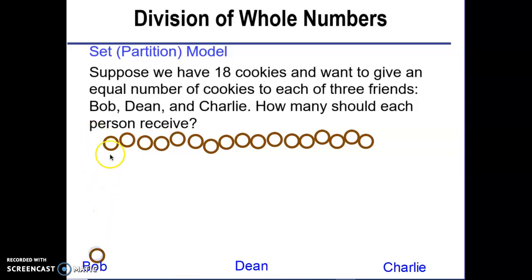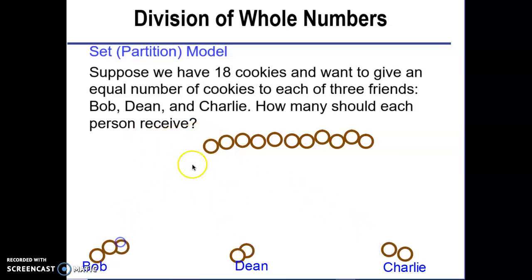So Bob gets 1, Dean gets 1, Charlie gets 1. And I'll just do that again. Bob gets 1, Dean gets 1, Charlie gets 1. And I'll keep doing that until I run out of cookies.